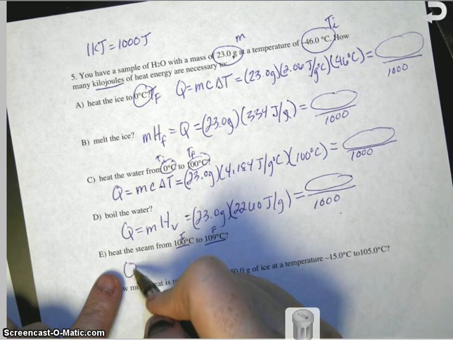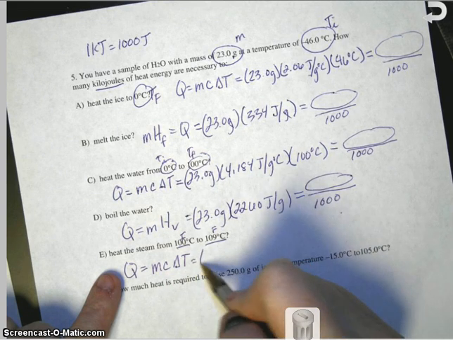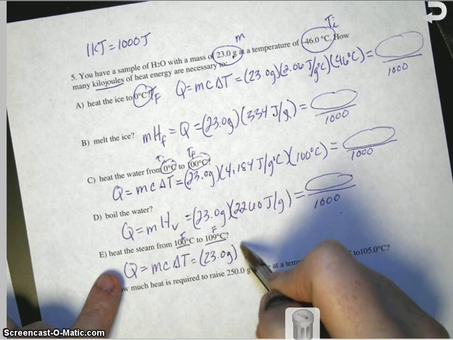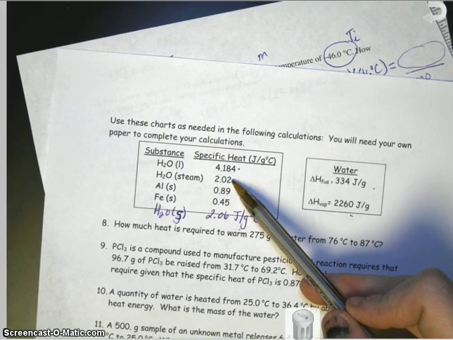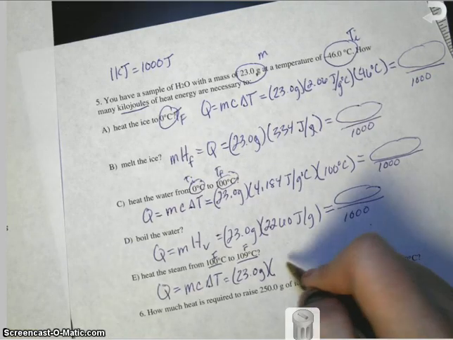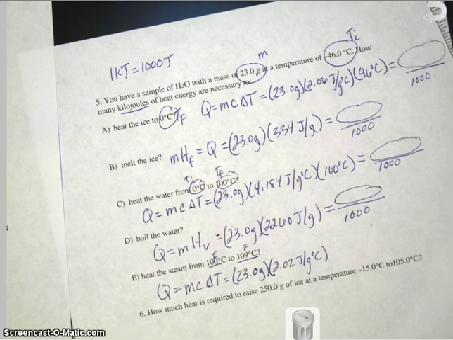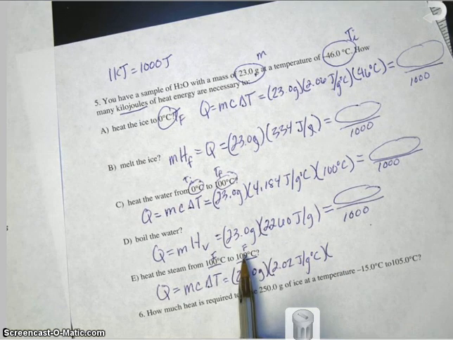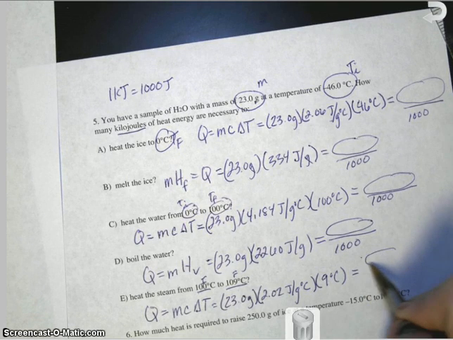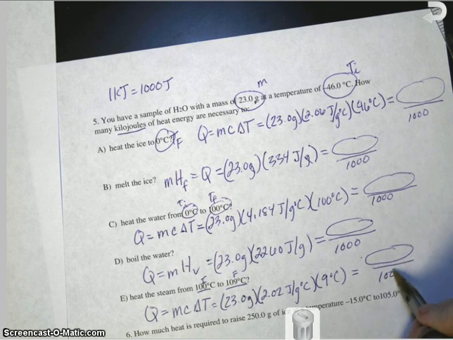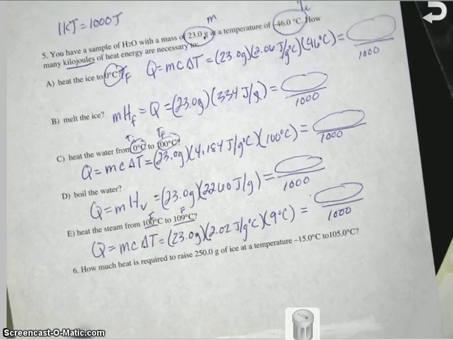So here I'm going to use my standard specific heat formula, mc delta T. I have 23 grams of the substance times, this time, my specific heat of steam, which if I look on the front, it tells me is 2.02 joules per gram degree Celsius. And then my temperature change, if I go from 100 to 109, my temperature change is 9 degrees Celsius. So again, I'm going to calculate my answer, divide it by 1,000, and then round to the correct number of significant figures.